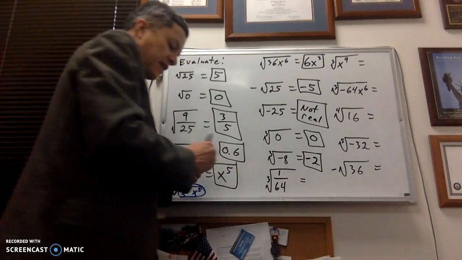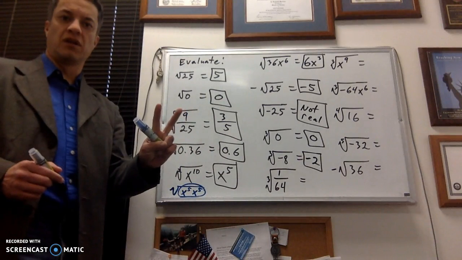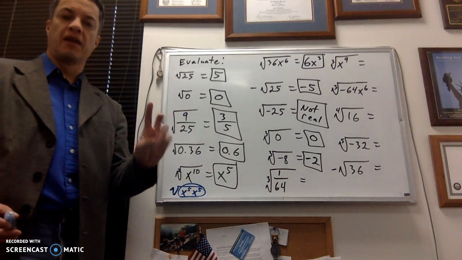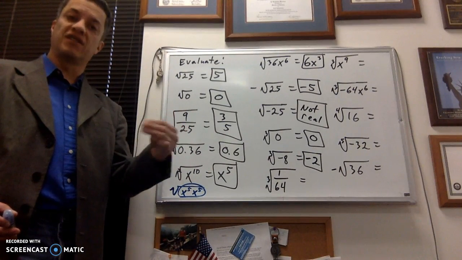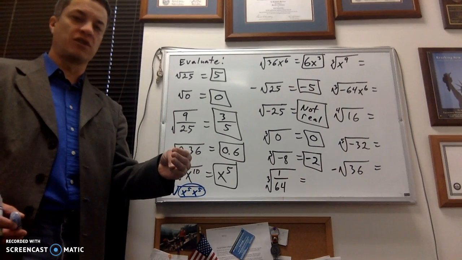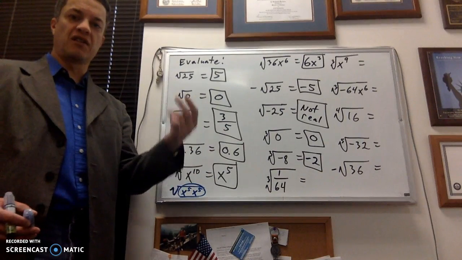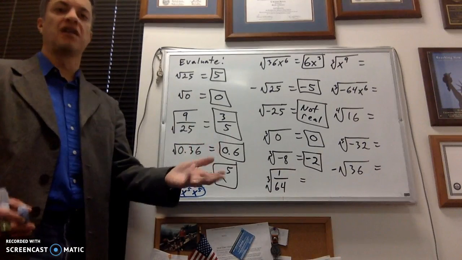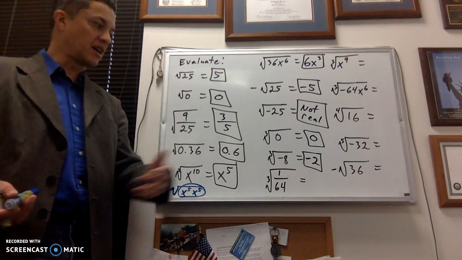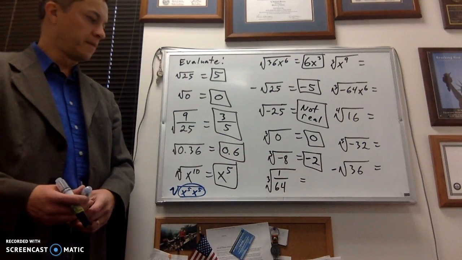Right? Negative 2 times a negative 2 is a positive 4 times a negative 2 is a negative 8. Right? 4 times negative 2. So a negative 2 times a negative 2 times a negative 2 is a negative 8. That's a number multiplied by itself 3 times, so that'll work.